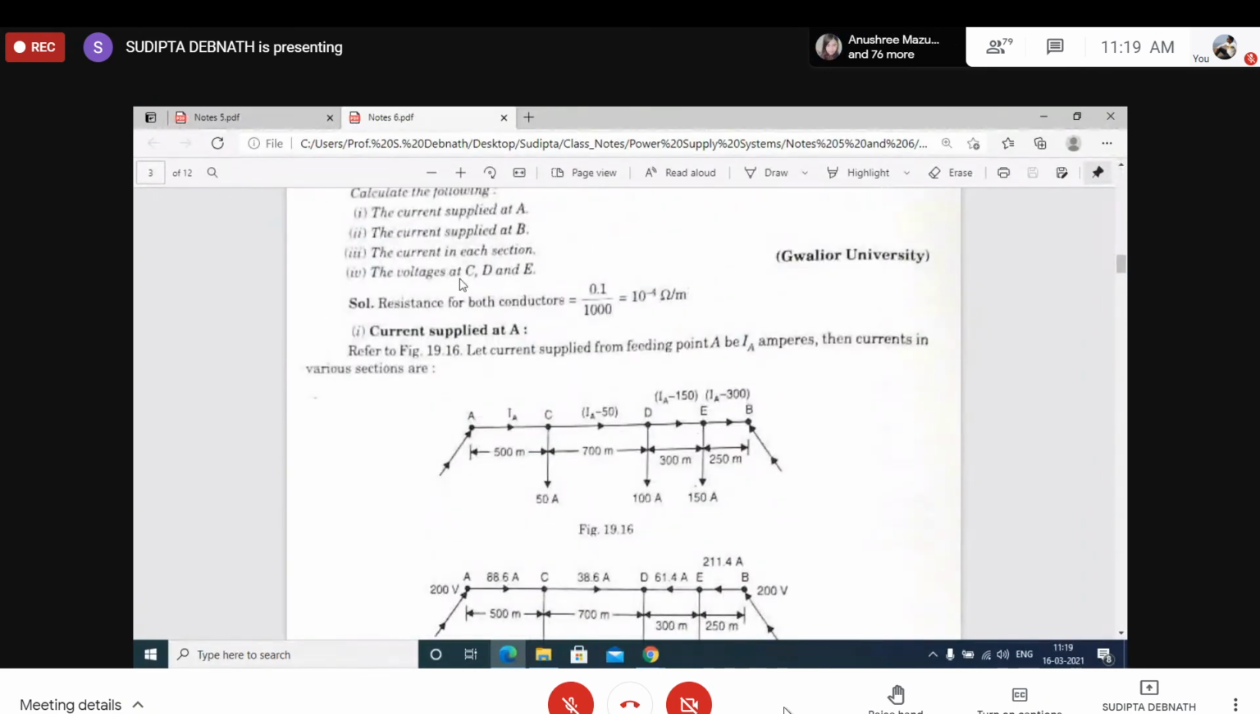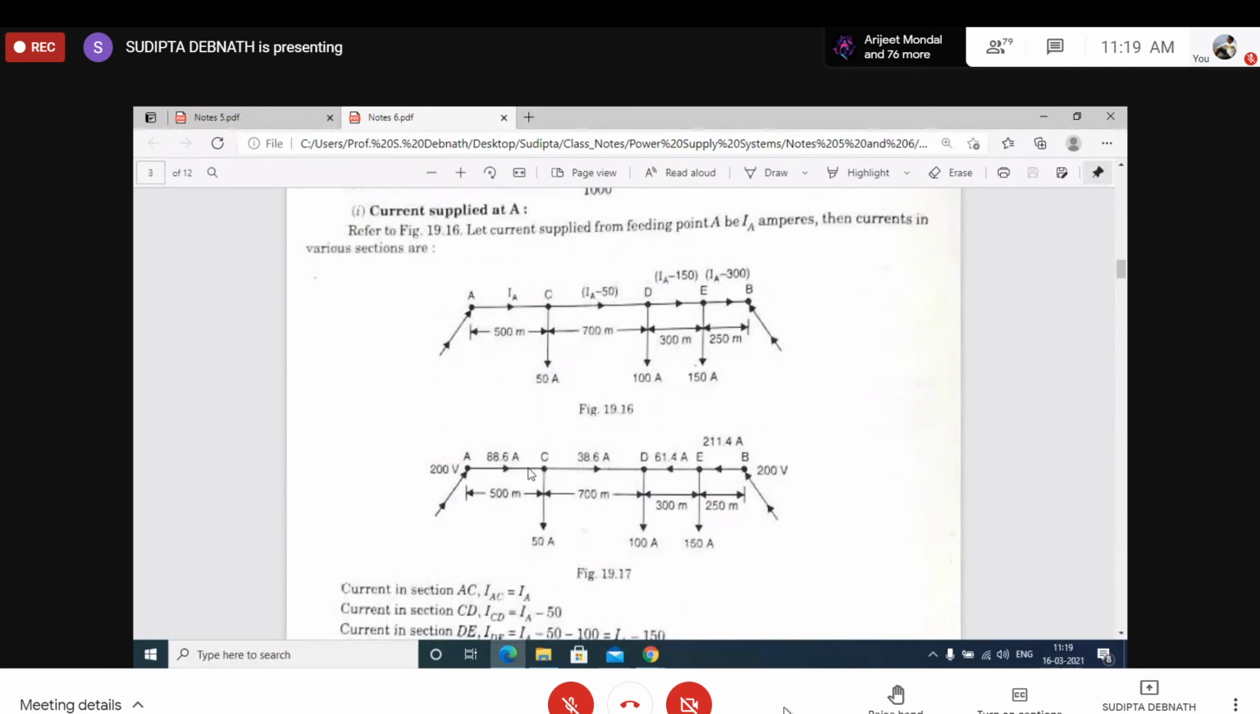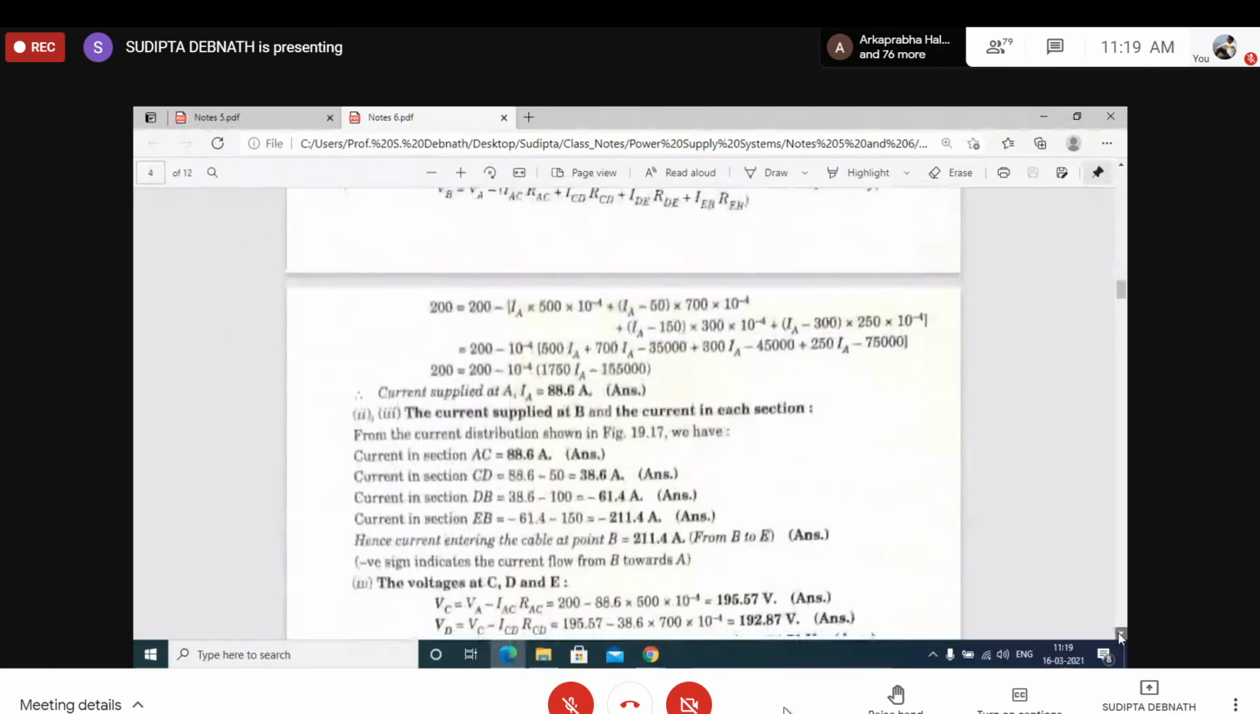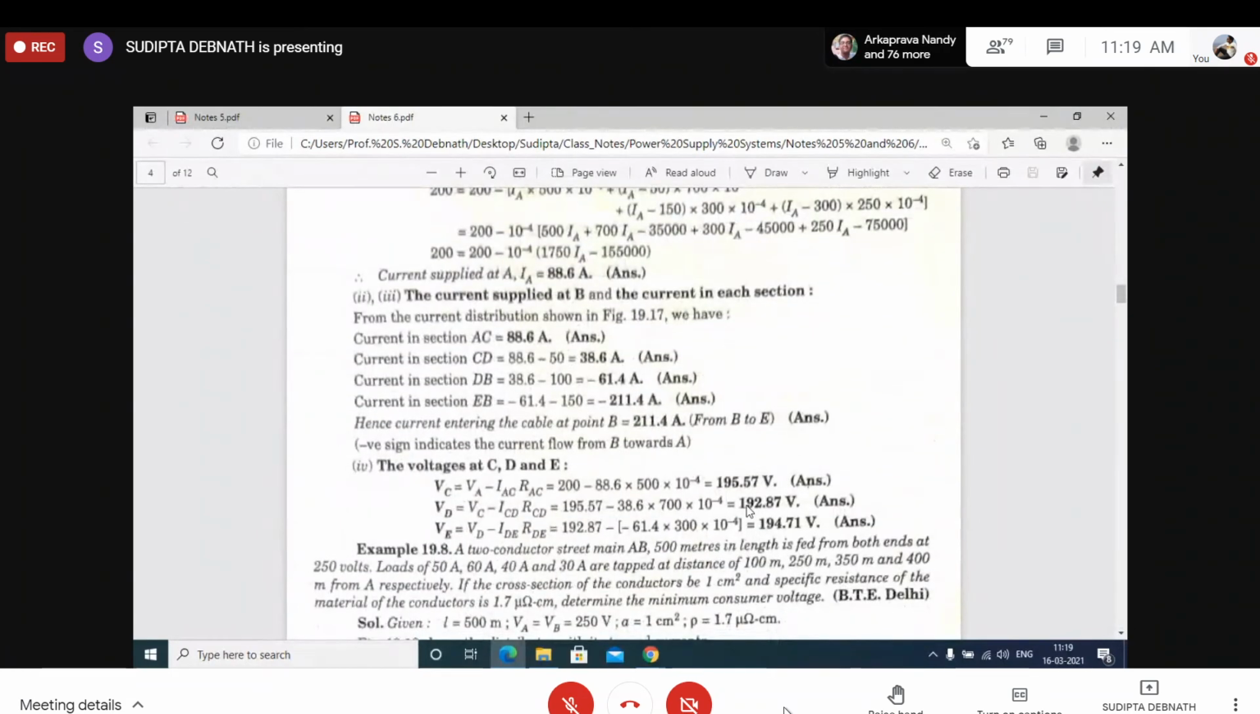And they have asked to find out the voltage at points C, D and E. If you draw this diagram, then you can easily find out the voltage at C, D and E and verify that the voltage at D will be minimum. They have found out the voltage at D to be minimum. So this is the point of minimum potential. Is it clear, everybody?